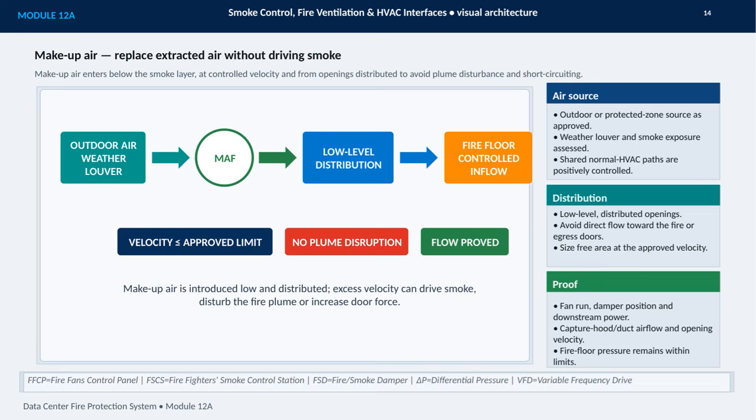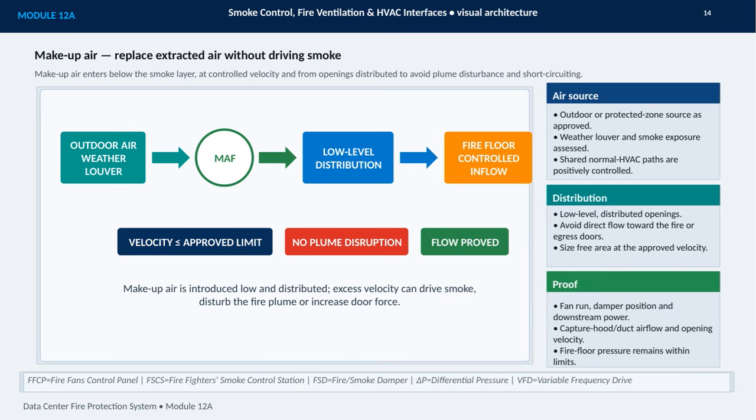Use low-level, distributed openings, avoid directing air toward the fire or egress doors, and size the free area so the approved velocity is maintained. Excessive velocity can drive smoke, disrupt the plume, or increase door opening force.